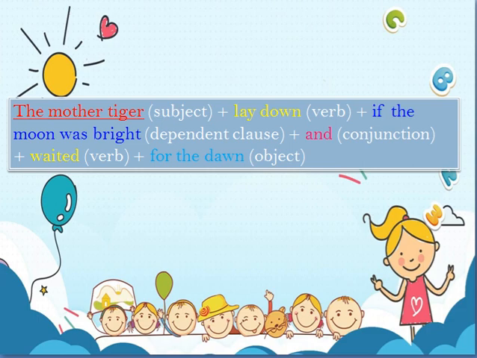Then comes the verb. Then is the dependent clause. Okay, we could have eliminated this. And is the conjunction, and the second part consists of verb and object. Let us go to the next sentence.